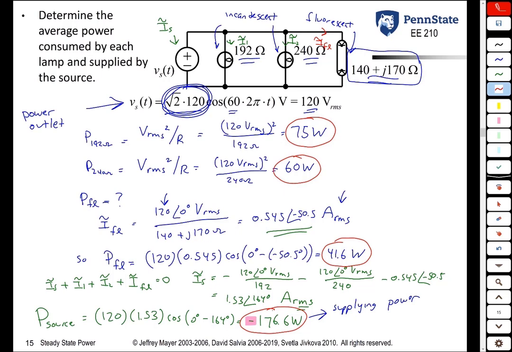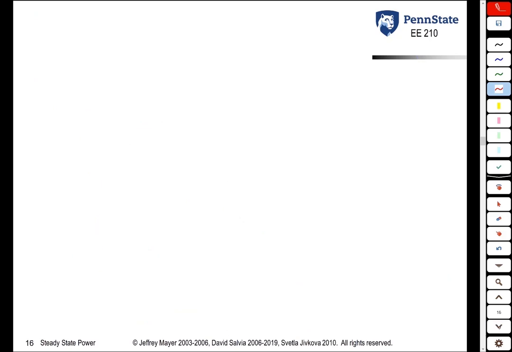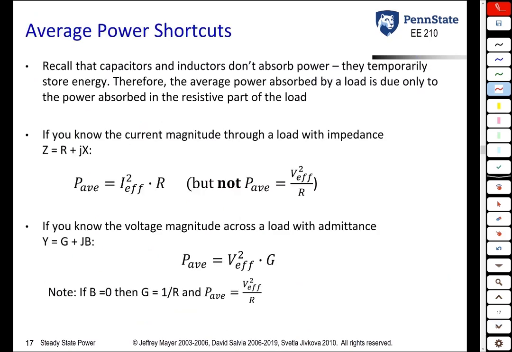We're now going to develop a slightly different way to come up with that power answer there. So we're going to skip this page here, we'll go back to that in a minute, and come up with a shortcut for finding the average power. These are based upon the fact that capacitors and inductors do not absorb power. They only temporarily store energy.